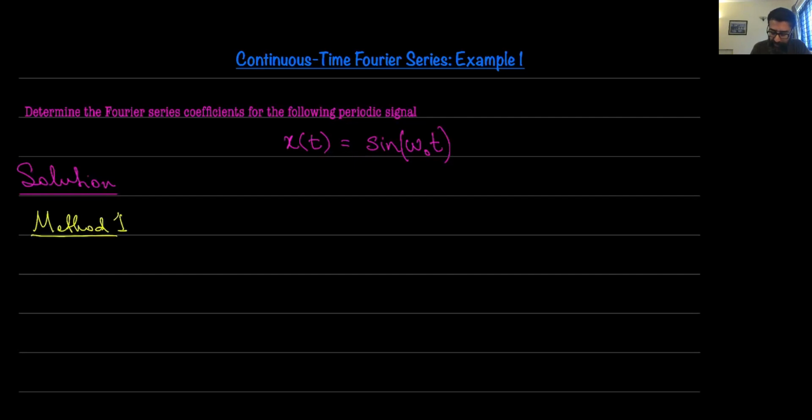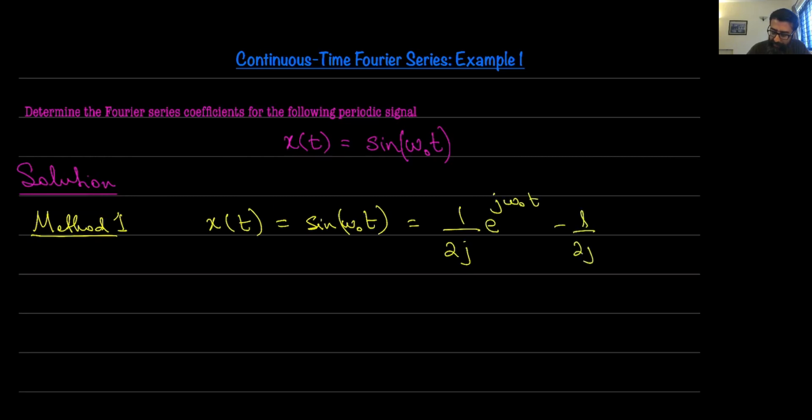So the first way is just by using the Euler expansion. x of t is sine omega naught t, and I know that the Euler expansion of sine omega naught t is 1 upon 2j e raised to power j omega naught t minus 1 upon 2j e raised to power minus j omega naught t. And if you just look at this expression by itself, this is of the form of the Fourier series expansion.